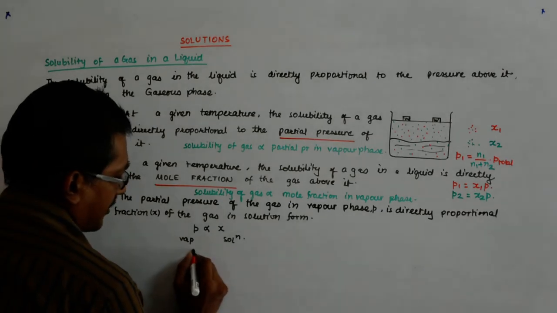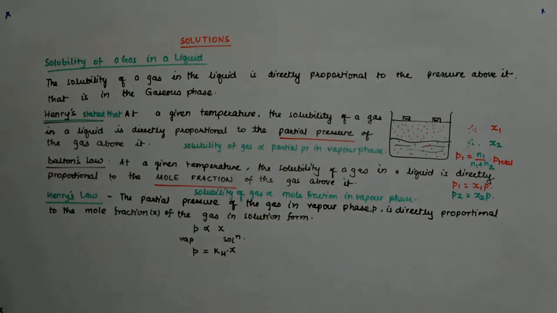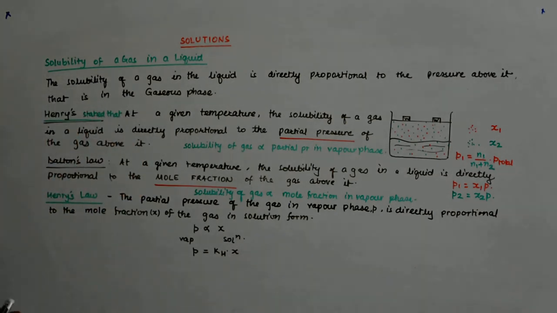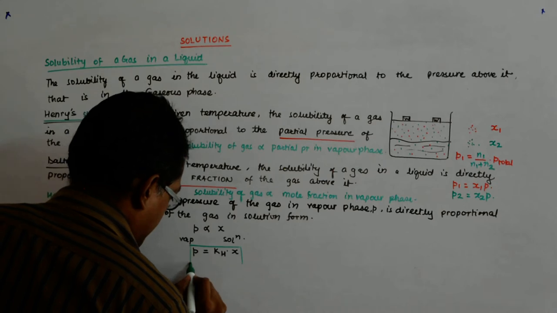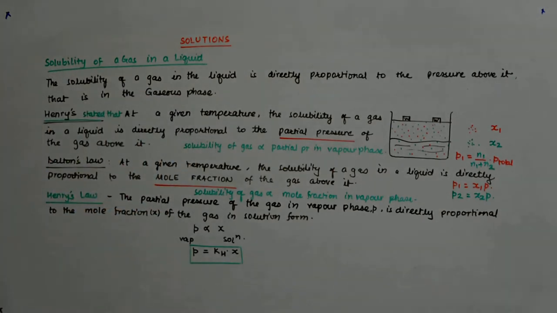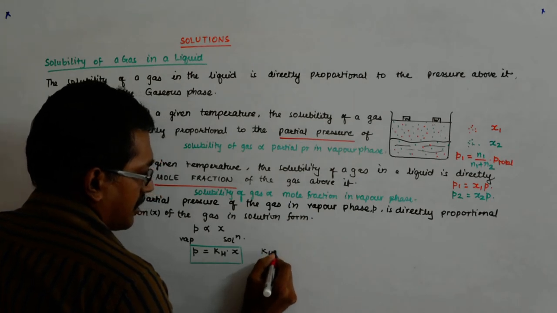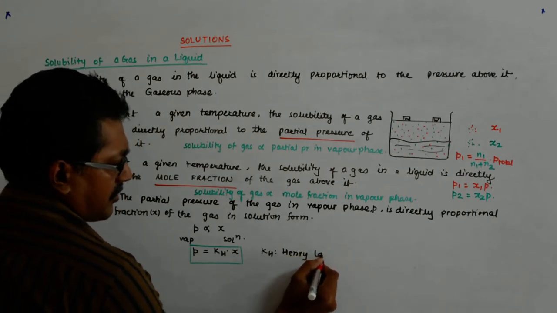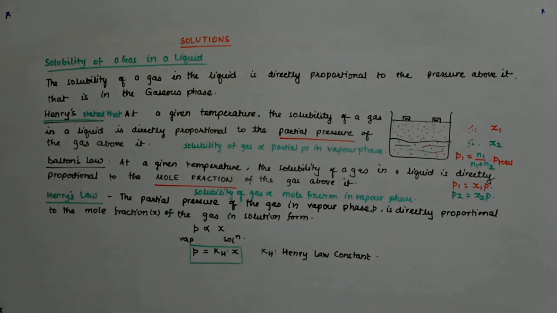Now, obviously, we have been seeing that the proportionality sign goes away and it becomes this. Okay, this is this. What is KH? This is called Henry's constant. It's a constant, okay?